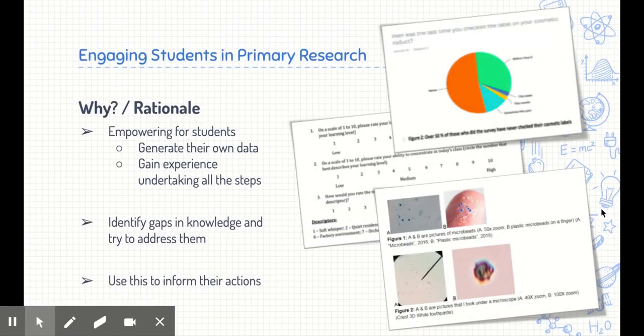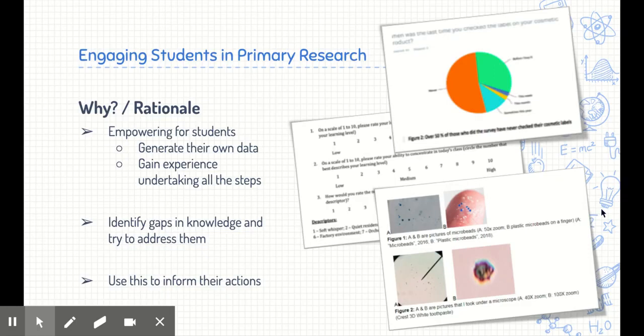Let's first start and discuss why it's important to engage students in primary research. It can be extremely empowering for students to generate their own data and to gain experience undertaking all the steps of the primary research process.